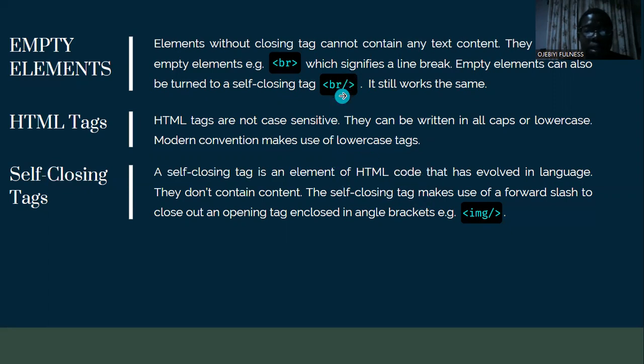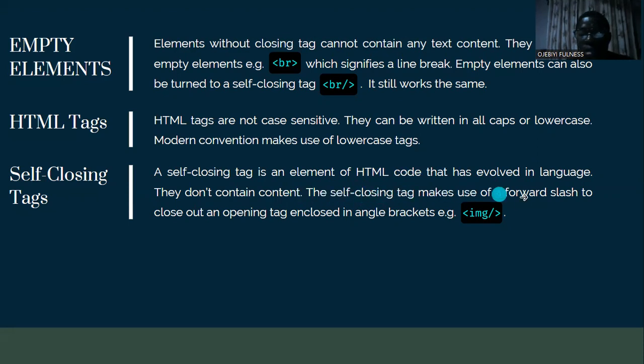So we have self-closing tags. Just as I explained earlier, self-closing tags are elements of HTML code. They don't contain any content. They can contain attributes. They can contain descriptions, but they don't contain content like text content.